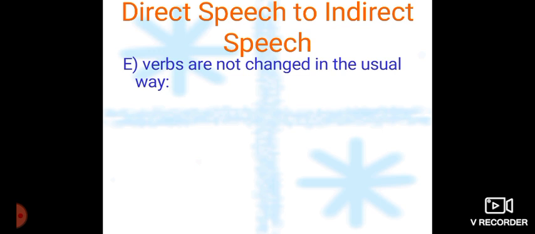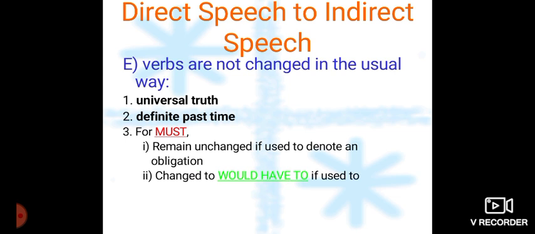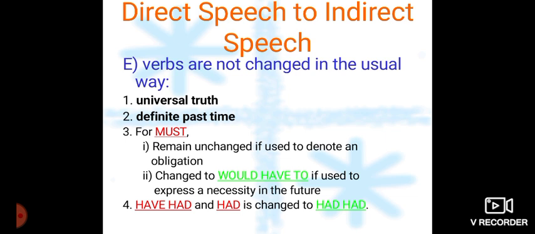Okay, and then the next rule is that verbs are not changed in the usual way. It is having universal truth, definite past time. So "must" remains unchanged if used to denote an obligation. At that time that verb remains unchanged. "Must" is changed to "would have to" if used to express necessity in the future. "Have had" and "had" are changed to "had". So these are some exception rules. The verbs are not changed in the usual way. What is the usual way? In the previous slide we saw a tabular column, that is the common usual way to change direct into indirect speech tense form. But these are all the exceptions we have in changing direct to indirect speech.